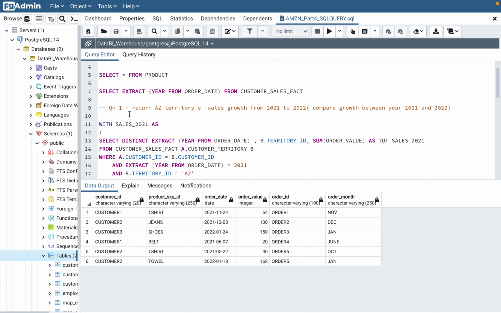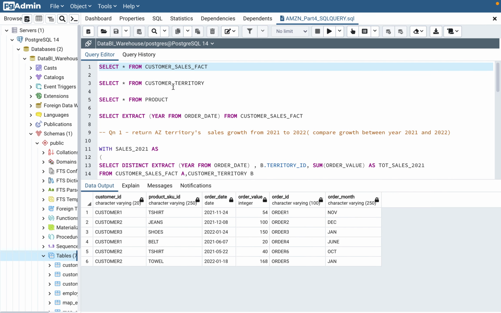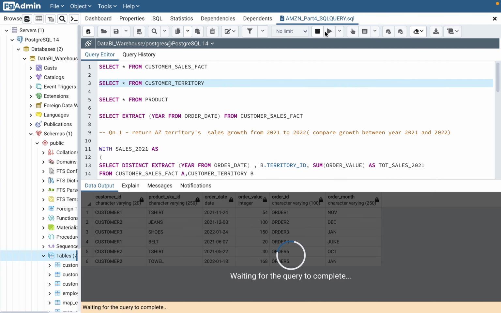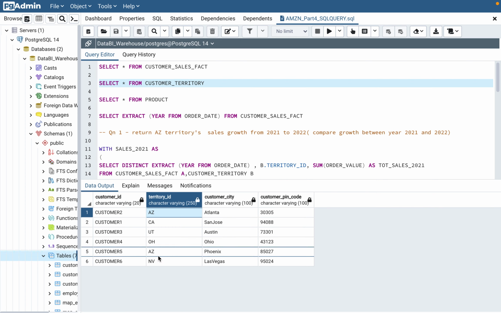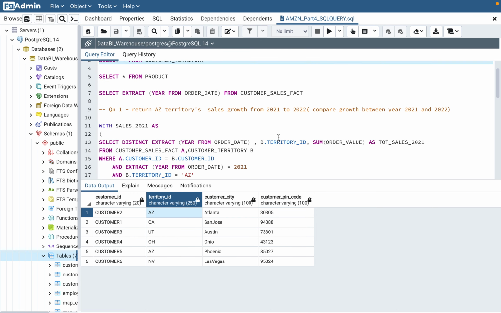Question one says, return Arizona territory's sales growth from 21 to 22, comparing the growth between the years 2021 and 2022. Oh no, we are going to use the customer territory table. Yeah, we are going to use the customer territory table. If you see the territory, that's AZ, and AZ is Arizona. It's saying that for this territory we want to know the sales growth from 2021 to 2022.